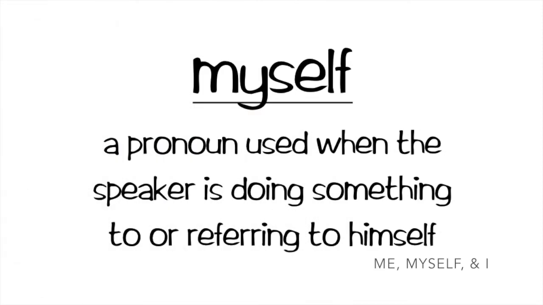Next, we have myself, which is a pronoun used when the speaker is doing something to or referring to himself. In this example, I am sewing a scarf for myself. So since someone is doing something for himself, and we use I at the beginning of the sentence as the subject, we know that myself would be the correct word to use.